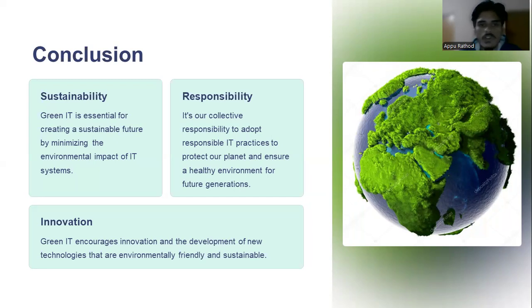Responsibility: it's our collective responsibility to adopt responsible IT practices to protect our planet and ensure a healthy environment for future generations. Innovation: green IT encourages innovation and the development of new technologies that are environmentally friendly and sustainable.